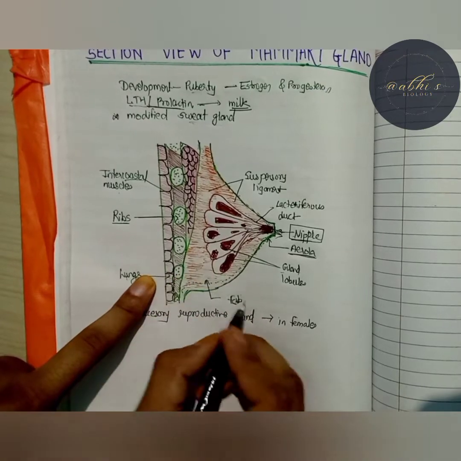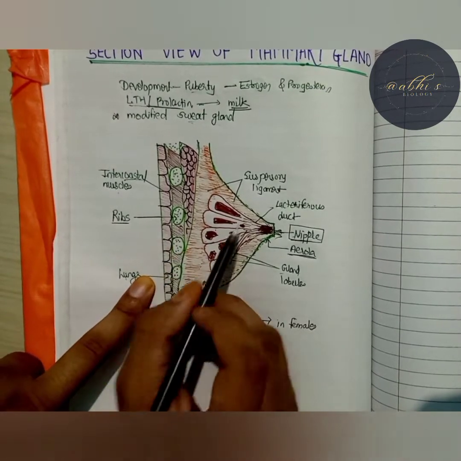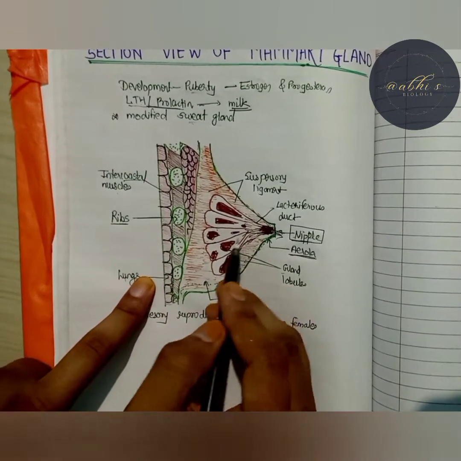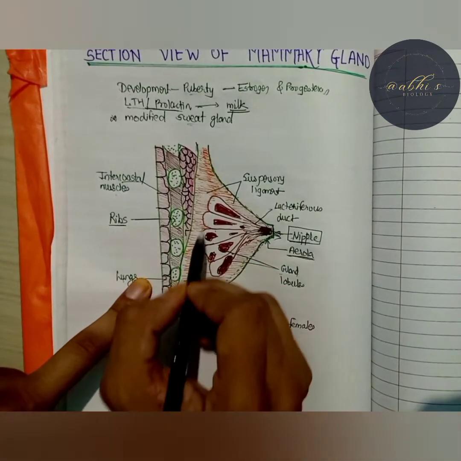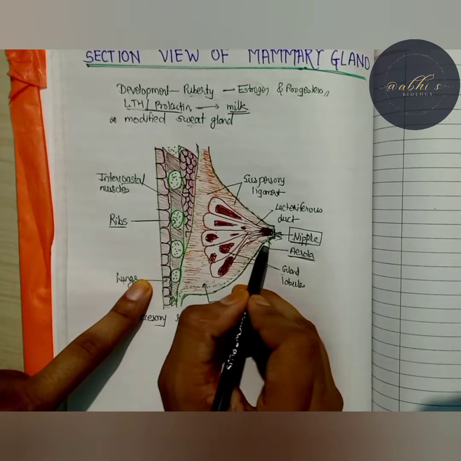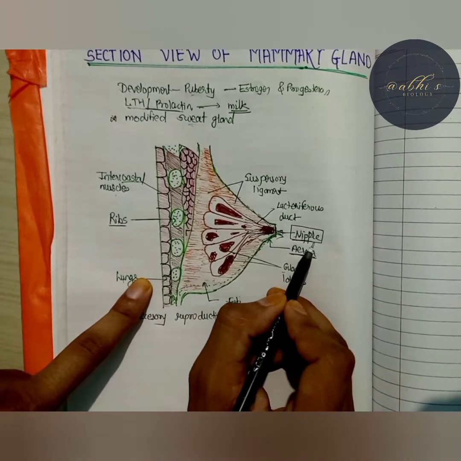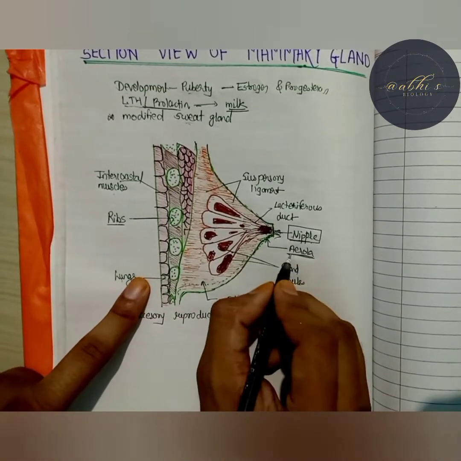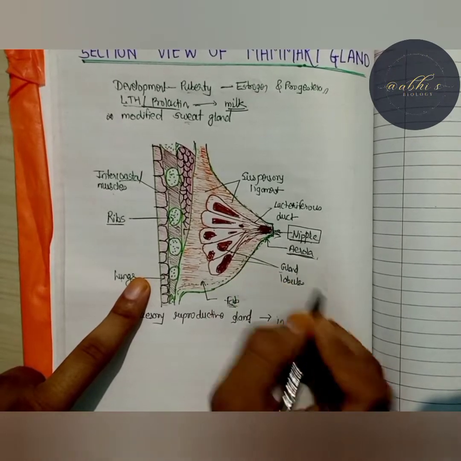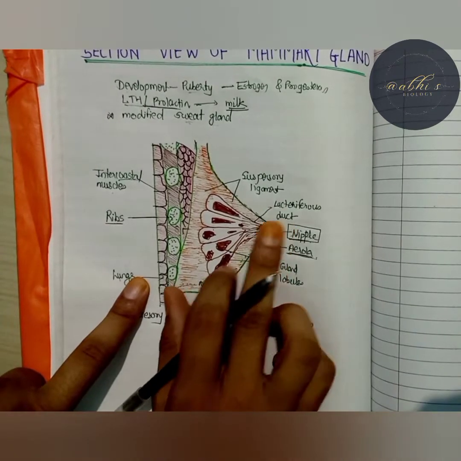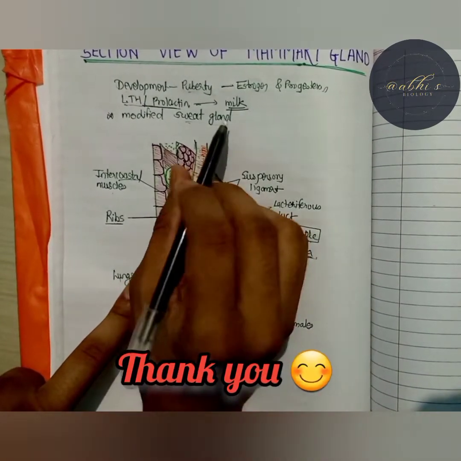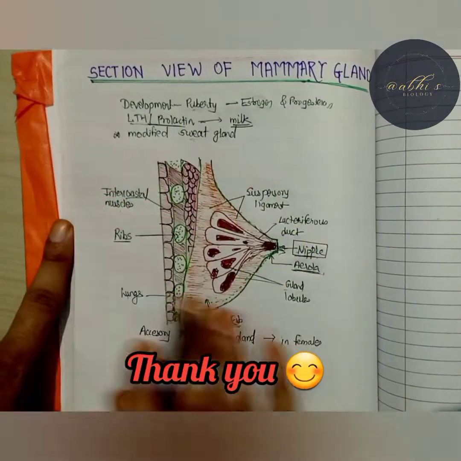Surrounding it there are fat bodies that help in producing energy. The suspensory ligament holds the lactiferous ducts, and all the ducts unite at a single point called the nipple. The nipple is again surrounded by a brownish layer, the areola. By means of the sucking action of the baby, the mammary gland ejects the milk. So it is all about the mammary gland.